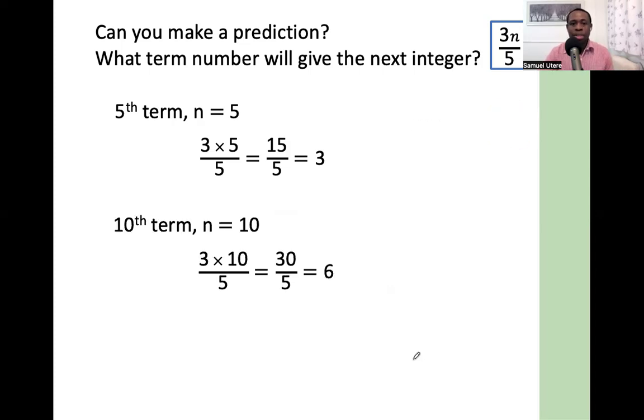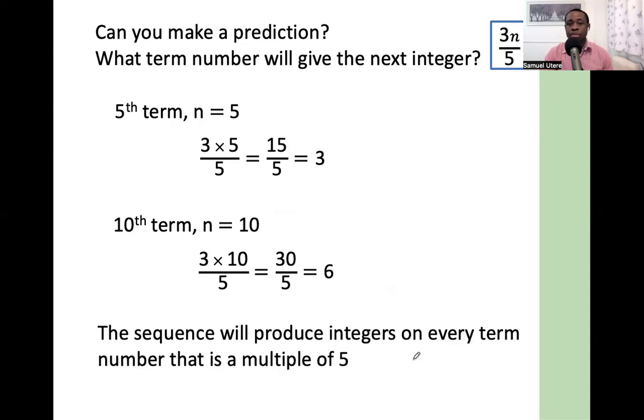Well, that's interesting because we have an integer. So I want you to take really careful note of this problem because there is a question you're going to see where you apply this knowledge. Well, maybe you would have tried 15 and you would have noticed that that gave you an integer as well. So we can conclude that this sequence will produce integers on every term number that is a multiple of 5.